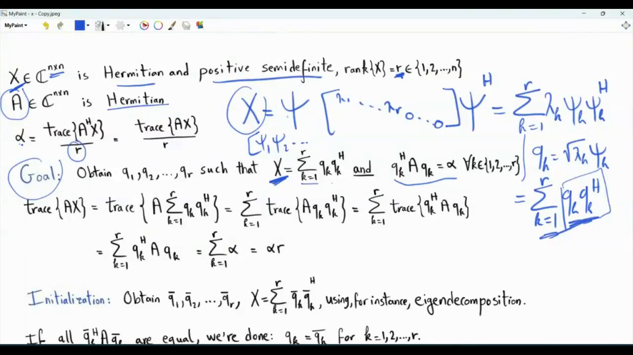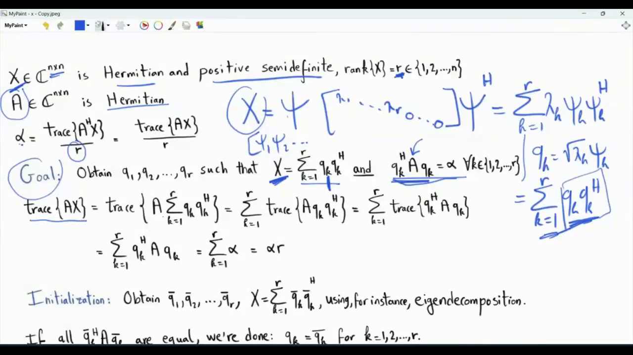We want to write down X as the sum of rank 1 matrices, but at the same time, each vector here, when it is involved with matrix A in a quadratic form, the quadratic form must be exactly equal to alpha, which is the inner product divided by R. So this must be true: qk Hermitian A qk equals alpha for every k in the set from 1 to R, where R is the rank of matrix X.